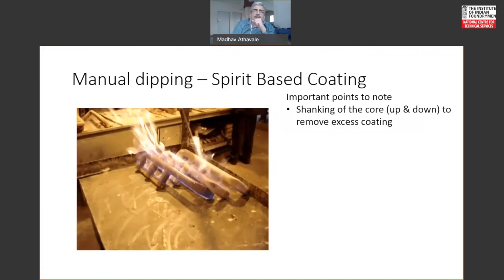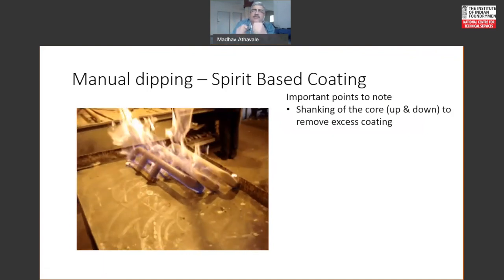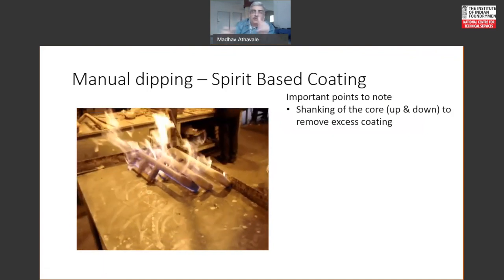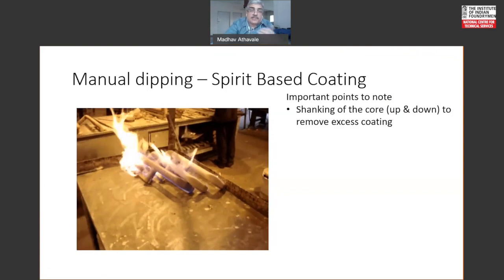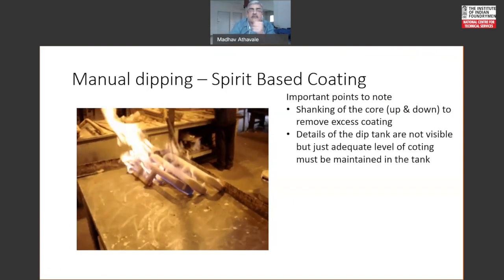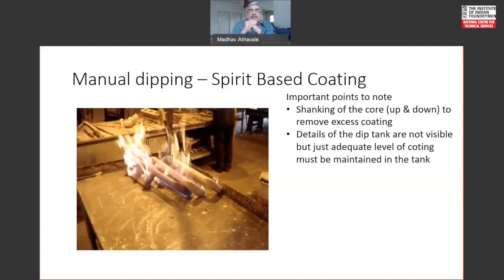See, what are the important points? You saw him shaking the core up and down to remove excess coating. This is obviously a spirit-based wash. Then details of the dip tank are not visible. What you would have noticed would be the level of the coating inside the tank is just adequate. This is from a safety point of view.